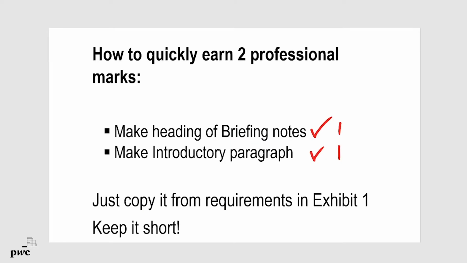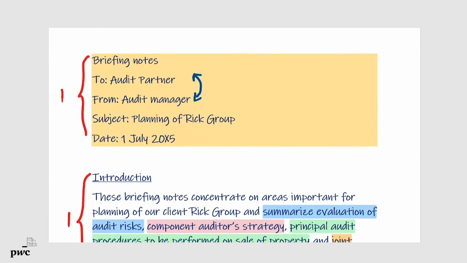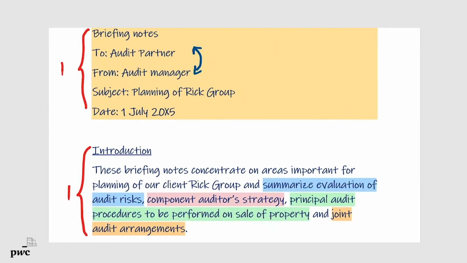Better said, the beginning of the answer. So this is the beginning of my answer. You can see I made a heading of briefing notes. And then I followed by copying what is in the heading of the email in Exhibit 1. I just switched the audit partner for the audit manager and the other way around. And that's my first mark.